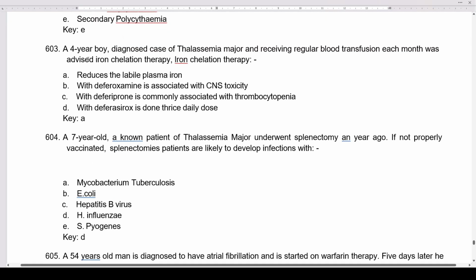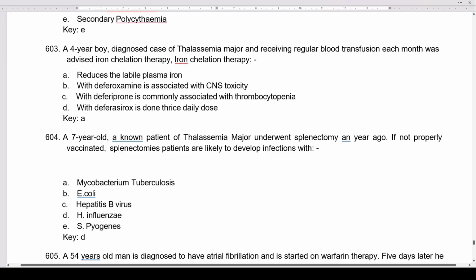Next is a 4-year-old boy diagnosed as a case of thalassemia major receiving regular transfusions each month and on iron chelation therapy. So iron chelation therapy reduces the labile plasma iron. Yes, it is correct. So A is correct here. Deferoxamine is associated with CNS toxicity? It is usually associated with ocular toxicities.